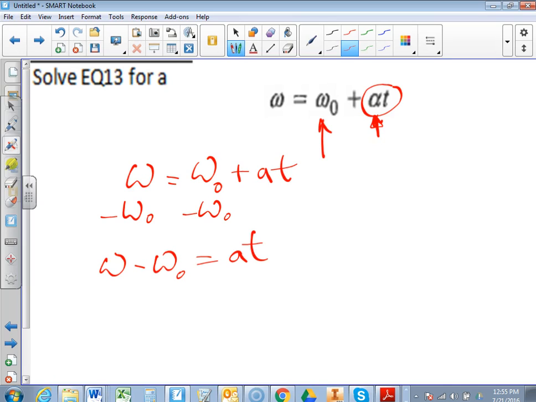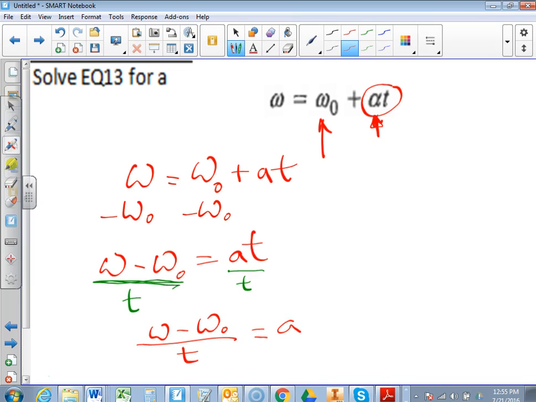Next, now we can get the A by itself by getting rid of the T. And since the A and the T are being multiplied, we can divide both sides by T. Now here's the key. We divide everything on the other side by T. So that's going to leave us with omega minus omega sub 0 all over T equals acceleration.